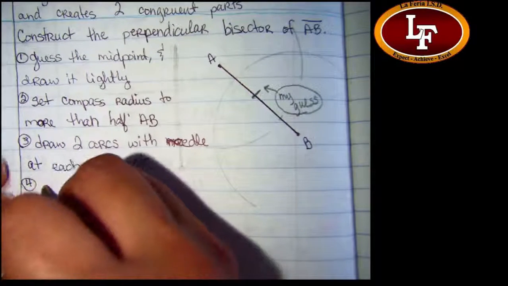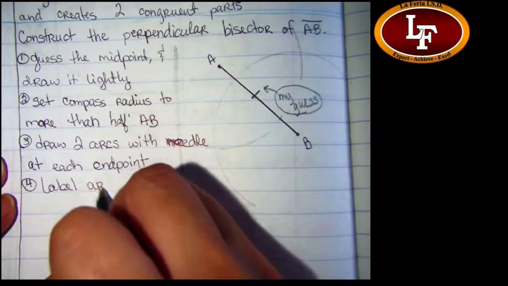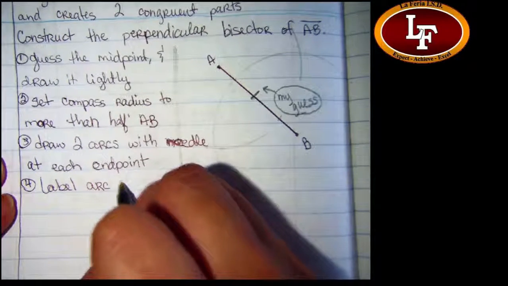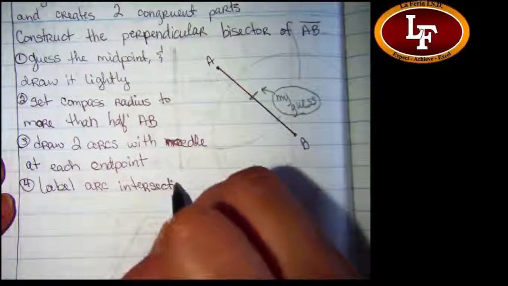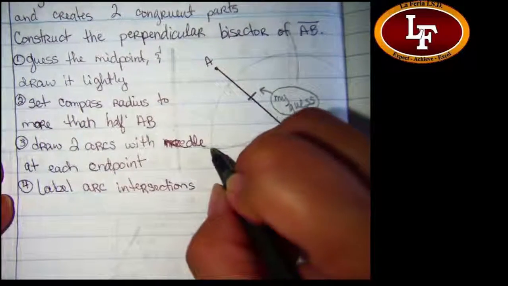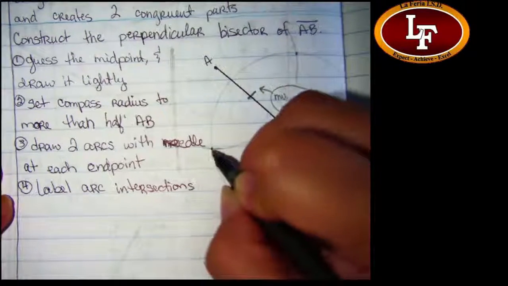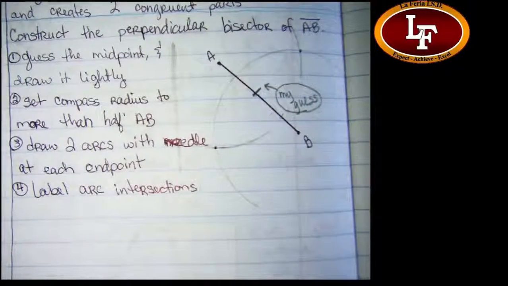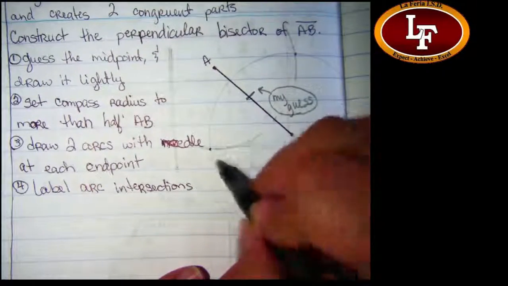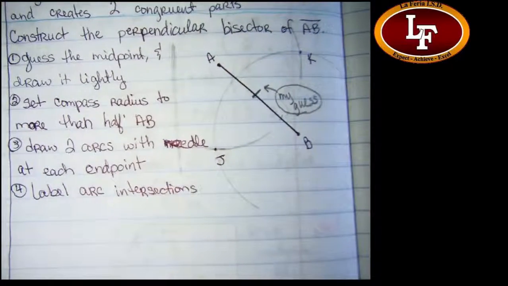In fact, we are so interested in those intersections that they're going to get labeled. So the next step is please label your arc intersections. I need labels. Help me out. J and K, I heard from two different voices today. JK.